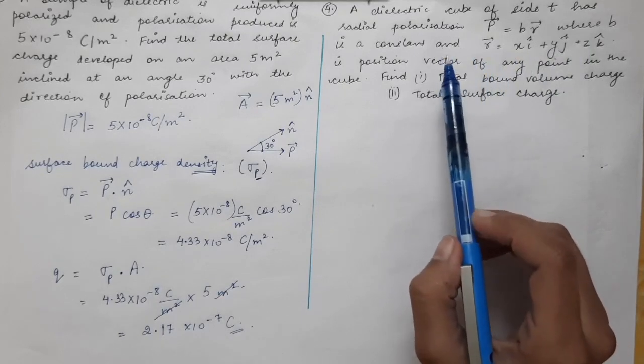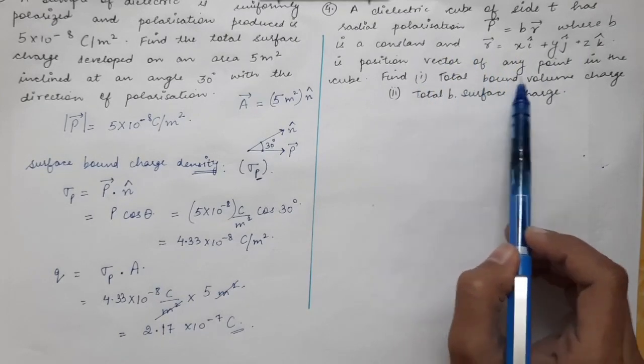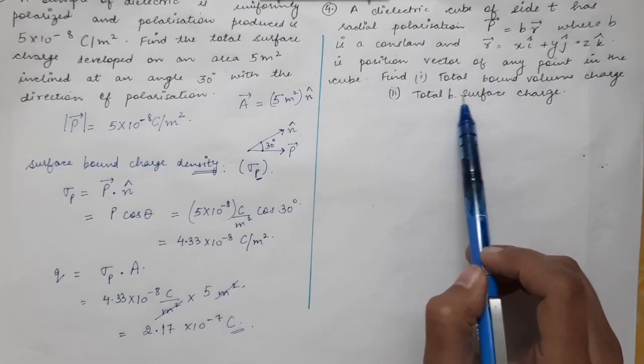Now what we are asked to find is the total bound volume charge and the total bound surface charge.